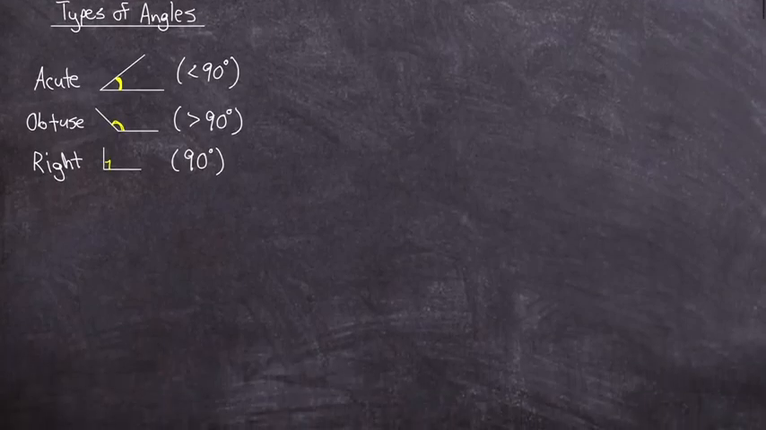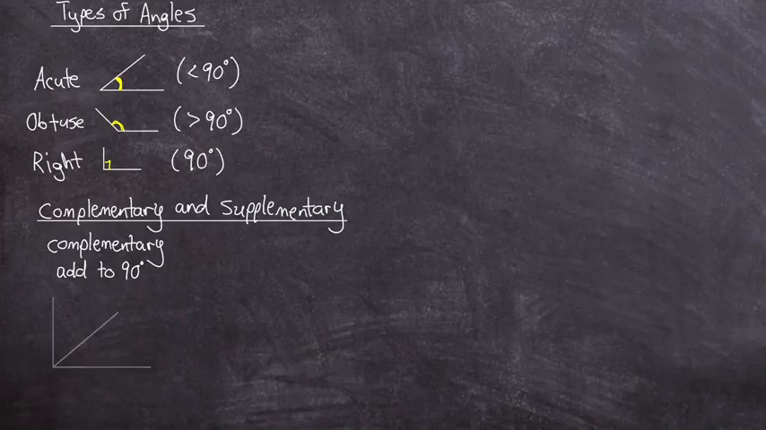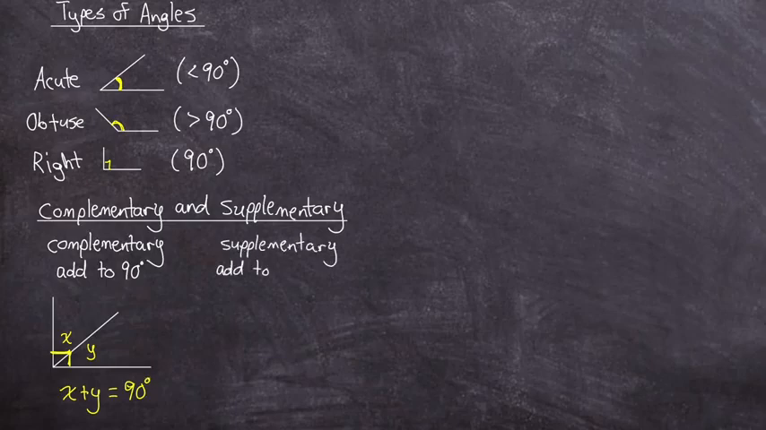First of all, let's look at complementary and supplementary angles. Complementary angles are angles that add up to 90 degrees. So in this diagram, let's say this angle here is angle X, this angle here is angle Y. Notice that together they form a right angle. So we'd say X and Y are complementary, and that's because if we add them together, X plus Y, it equals 90 degrees.